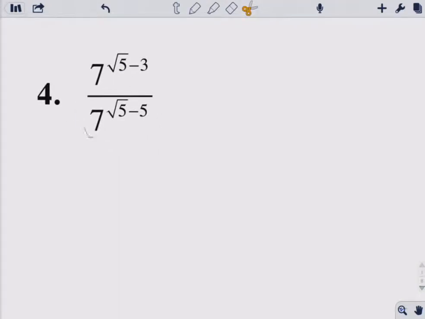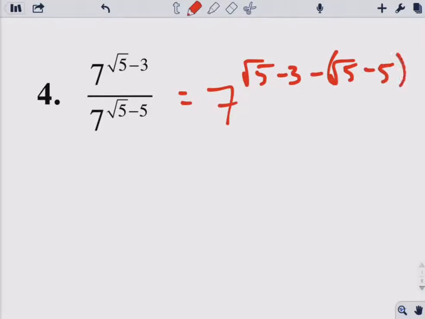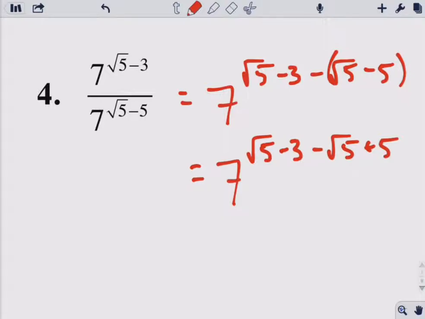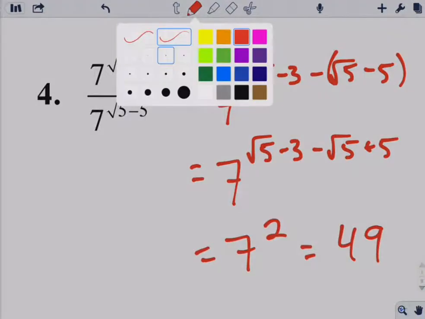Okay, now we've got like bases, but with division, so that means we subtract the exponents. So I've got 7 to the square root of 5 minus 3 minus square root of 5 minus 5. Some things cancel, right? Let's just distribute that negative, we'll make our lives easier. 7 to the square root of 5 minus 3 minus square root of 5 plus 5. Things cancel. So I'll get 7 squared, which is 49. There's your answer for that.